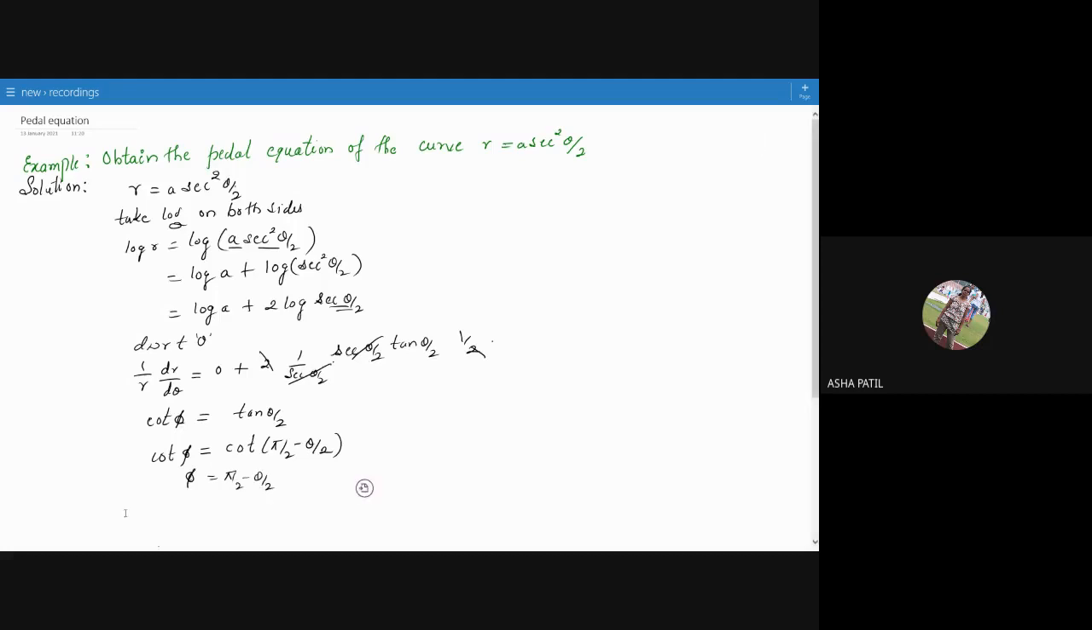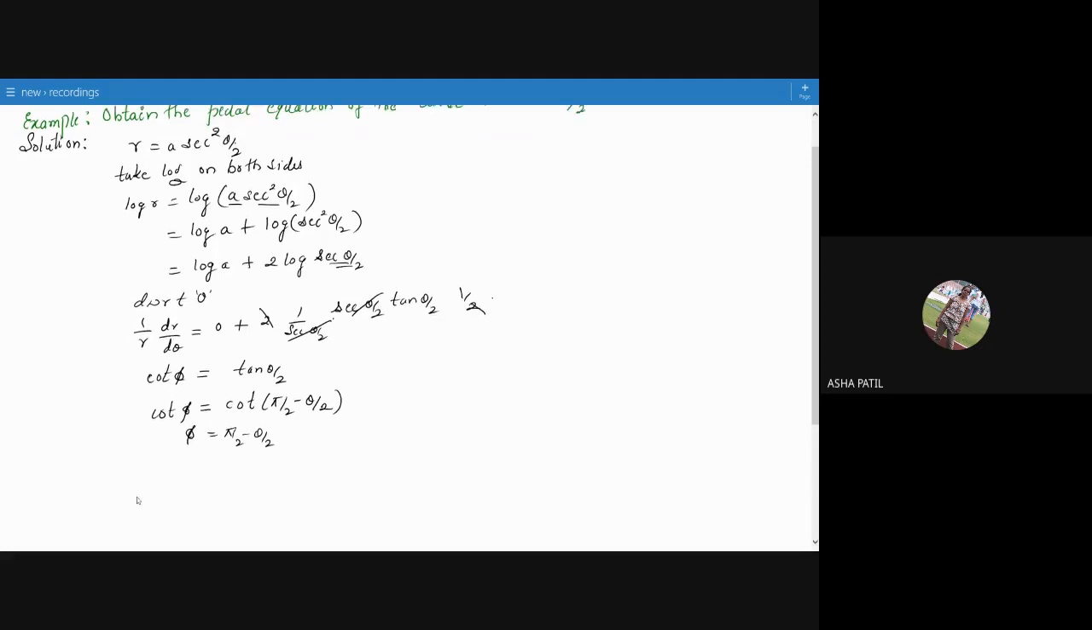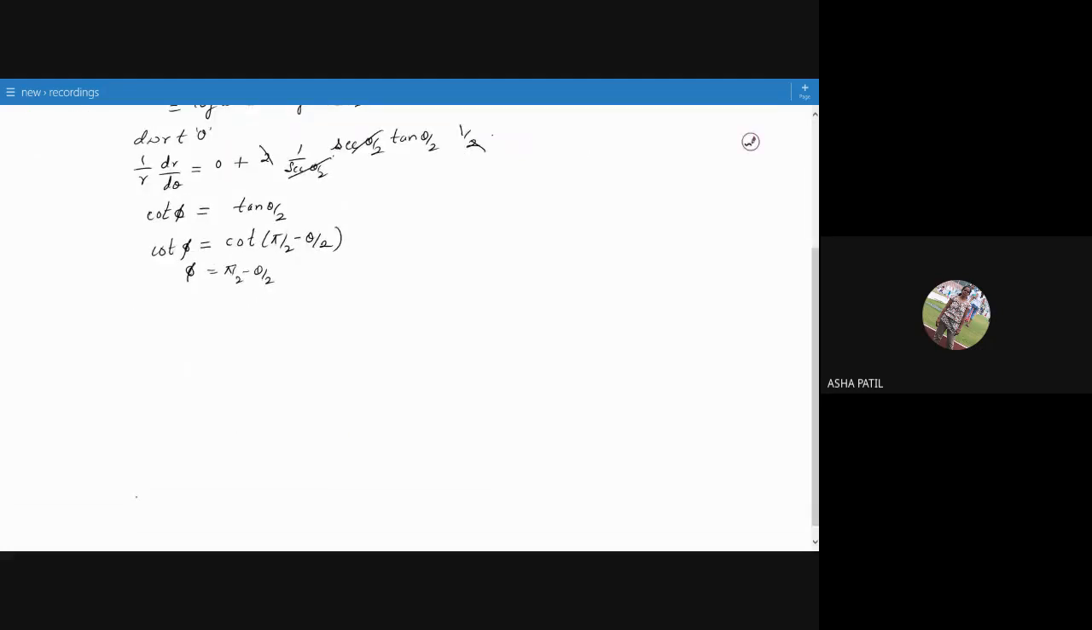Now we'll go for reducing it to the pedal form. So for that we'll consider p is equal to r sin phi. So p is equal to r sin of pi by 2 minus theta by 2. Now r we have, then sine of 90 minus theta by 2, we know that it is cos theta by 2. Now p is equal to r cos theta by 2.